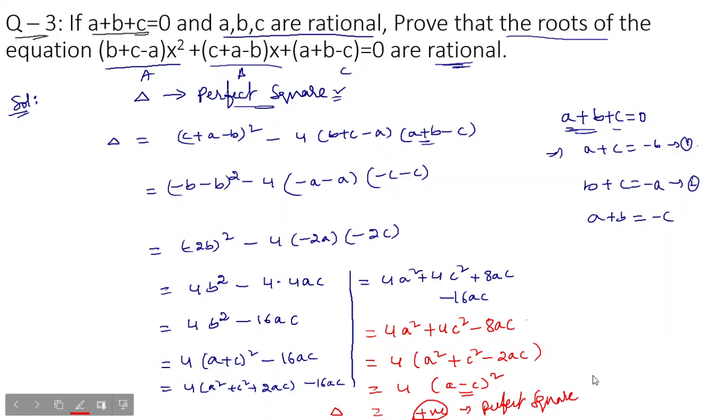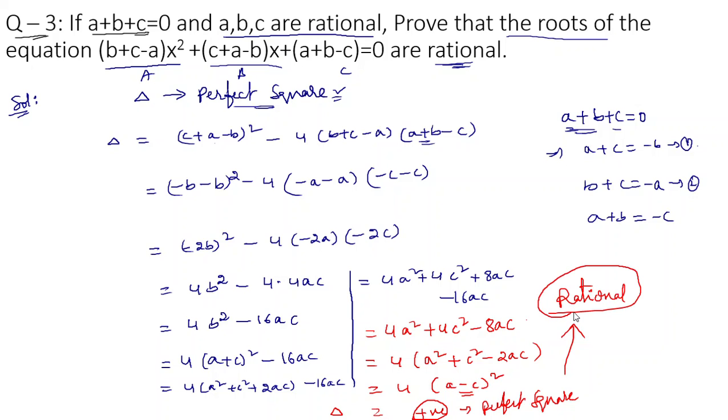So when discriminant is a perfect square, the roots will be rational. Hence, our question is proved. So if a plus b plus c is equal to 0 and a, b, c are rational, then the roots of the quadratic equation (b plus c minus a) into x square plus (c plus a minus b) into x plus (a plus b minus c) is equal to 0 are rational.